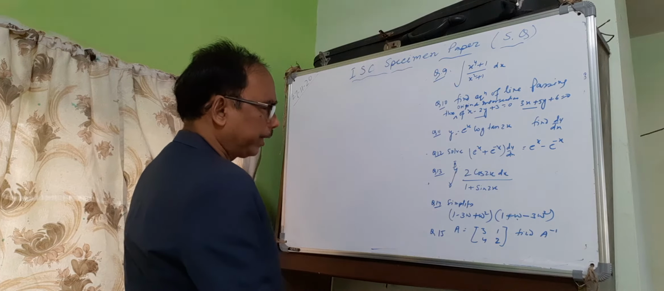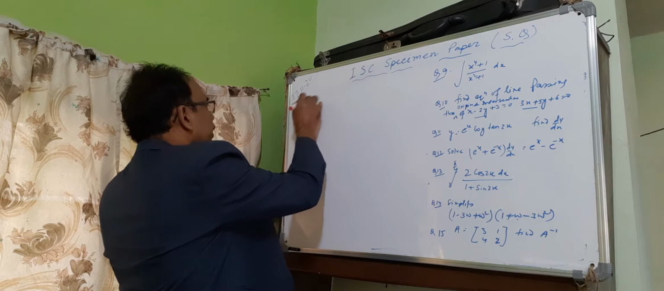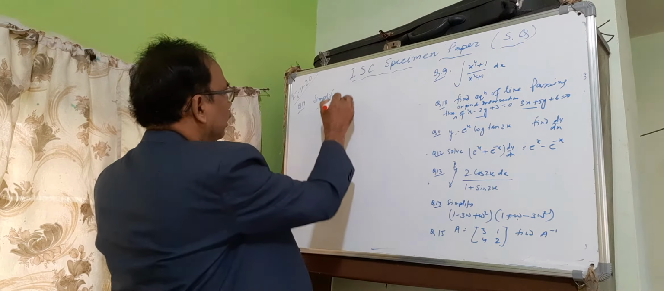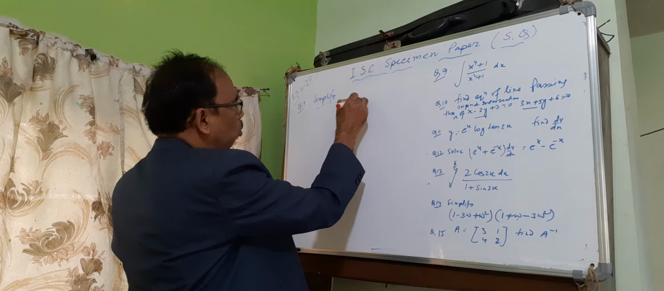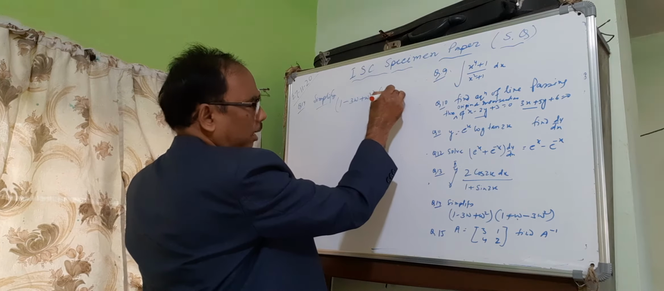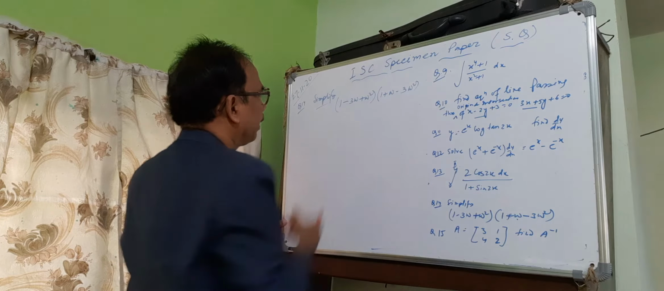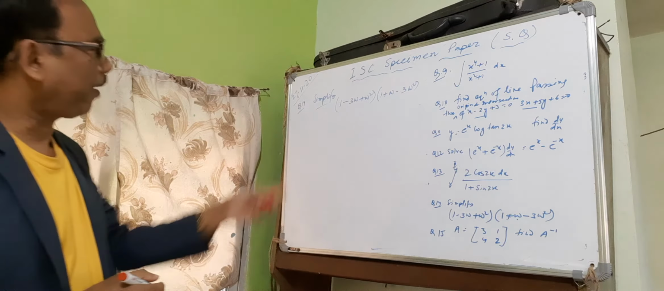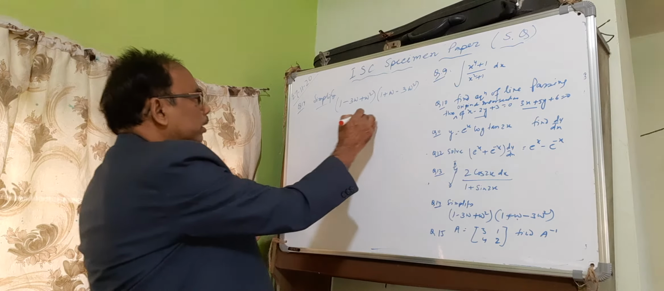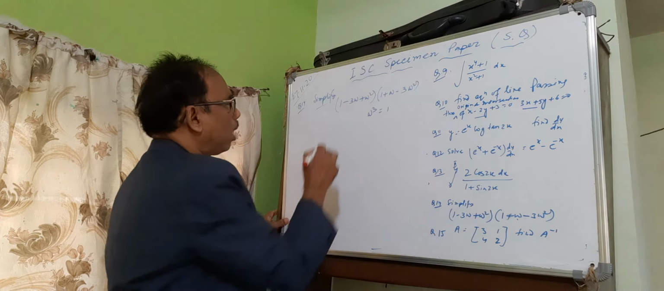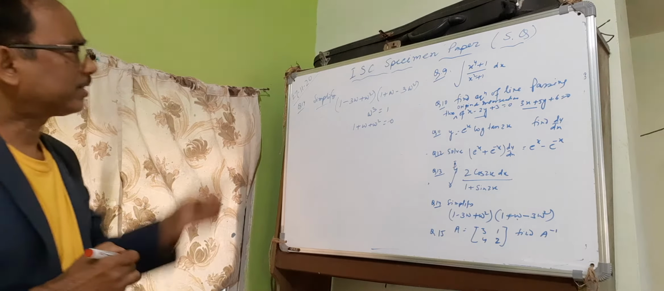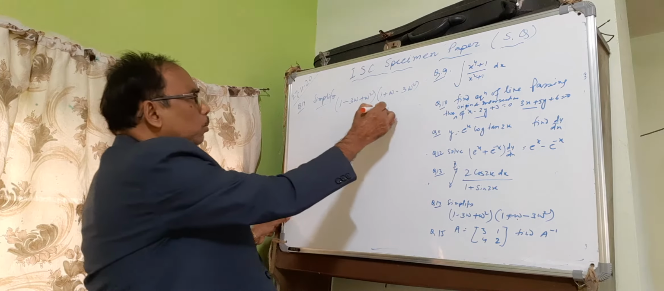Next, sum number 14. Simplify. Question number 14. Simplify (1 - 3 omega + omega square)(1 + omega - 3 omega square). You have to find the value of this expression. We know omega cube is 1 and 1 plus omega plus omega square is 0. It is a complex number sum. Omega is a cube root of unity.